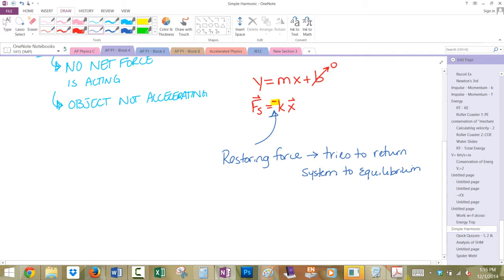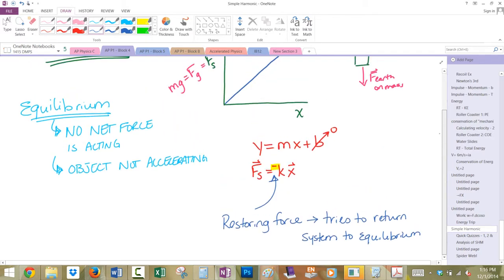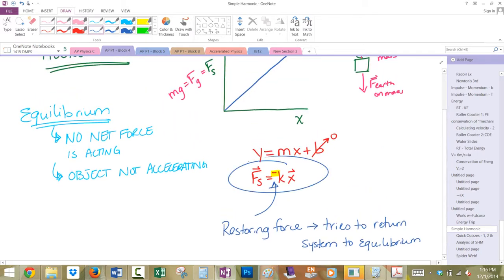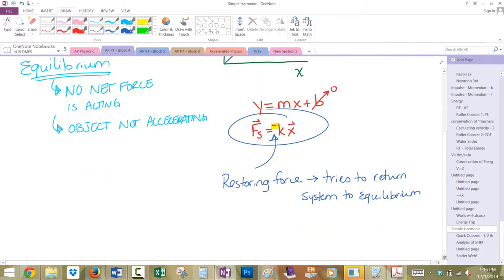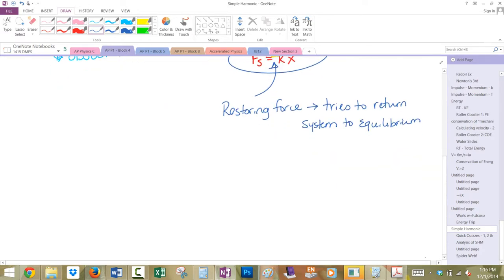Okay, so this is important. This gives us pretty much everything that we're going to do in chapter 16. That idea of a restoring force provides us with all of the information that we need for this thing that we call simple harmonic motion.